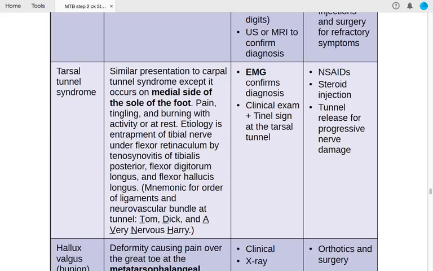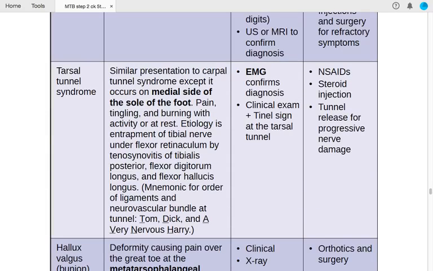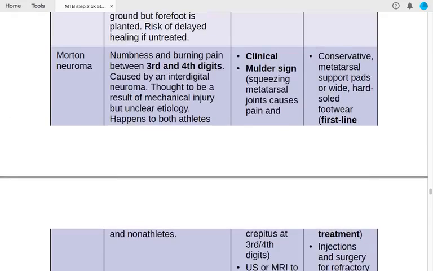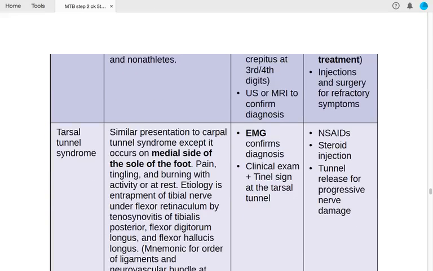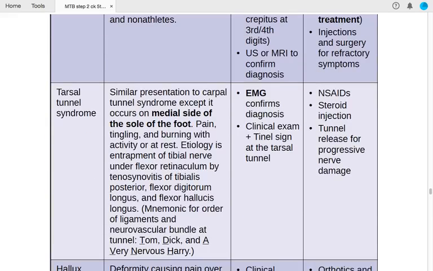Then we have tarsal tunnel syndrome. Tarsal tunnel syndrome has a similar presentation to carpal tunnel syndrome, except it occurs on the medial side of the sole of the foot. So if it's on the medial side of the sole of the foot, we can say this is tarsal tunnel syndrome, right? Then we have pain, tingling and burning with activity or at rest. Etiology is entrapment, especially entrapment of the tibial nerve.